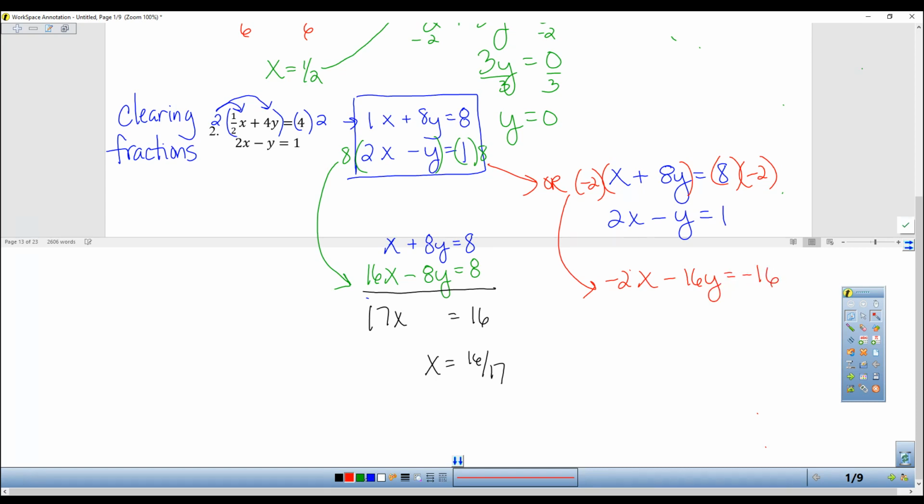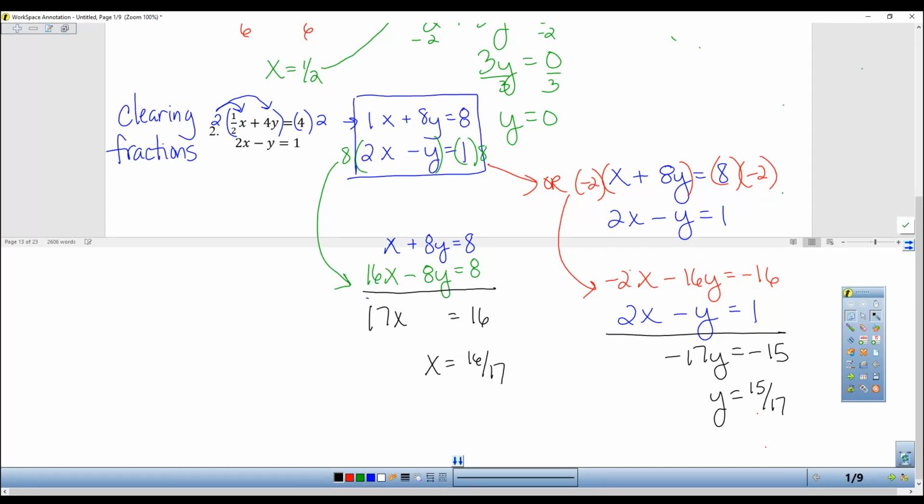And then the bottom one stays the same. 2x minus y is equal to 1. And now when I do that, the x is canceled in this case. So your choices, whichever way you think of is totally fine. Divide both sides by negative 17, and I get that.